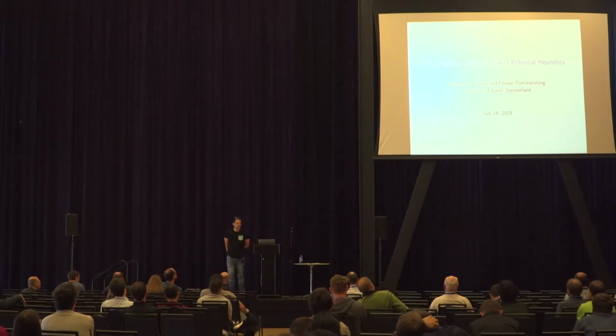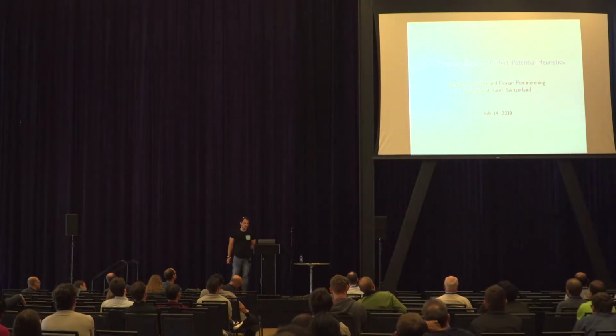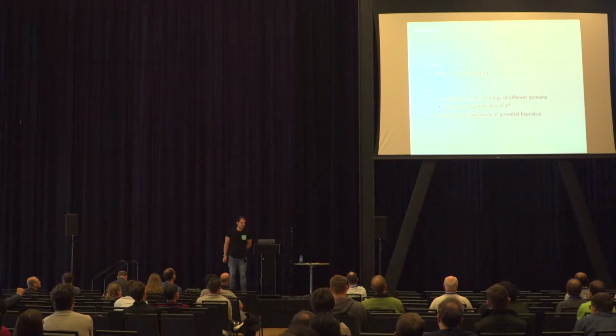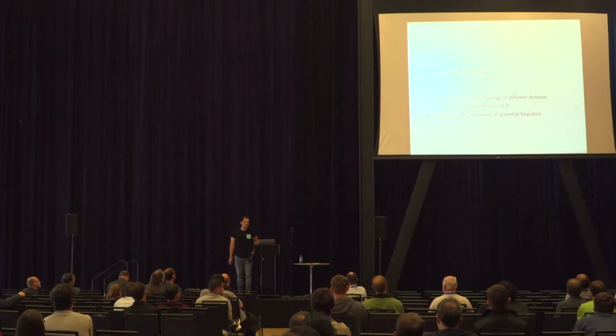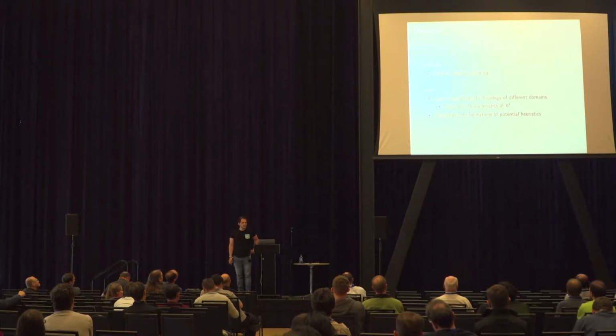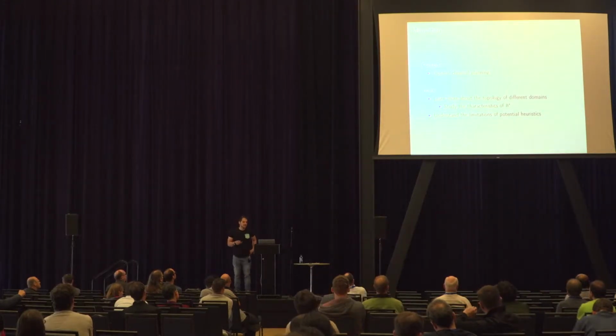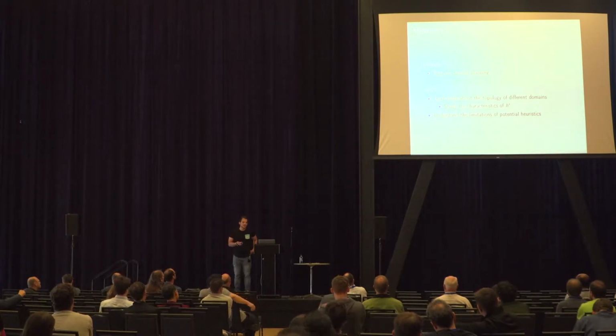Hi everyone, I'm Augusto. This is a joint work with Florian. We are going to talk a bit about potential heuristics here, and well, a bit more. So to give some context, we're talking still about optimal classical planning, and the main goal of my talk, or of the paper, is to learn more about the topology of the state space of different domains, especially IPC domains, and we do that by studying the characteristics of the perfect heuristic in these domains. And as a second goal, we'd also like to understand the limitations of potential heuristics in many of these domains.